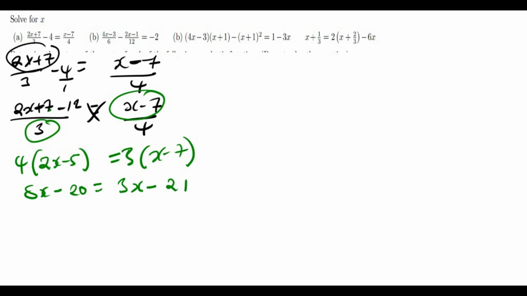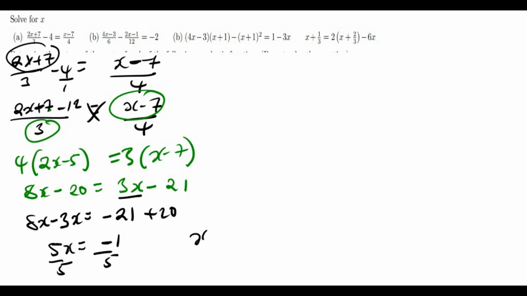We want to find the value of x. So this will go to the other side. That is going to be minus 3x. Then this guy will go to the other side. That is going to be minus negative 21, plus 20. That becomes 5x is equal to negative 1. Divide both sides by 5. Therefore, x is equal to negative 1 over 5.